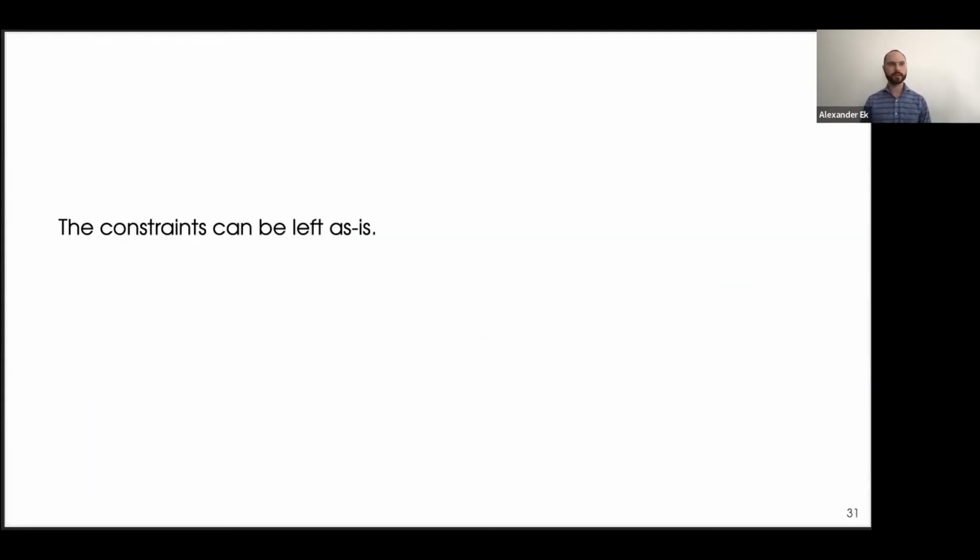Now, the constraints can be left as is, right? There's no rotation needed there, and there's no transformation needed there, right? In most cases, they can just be left as is.